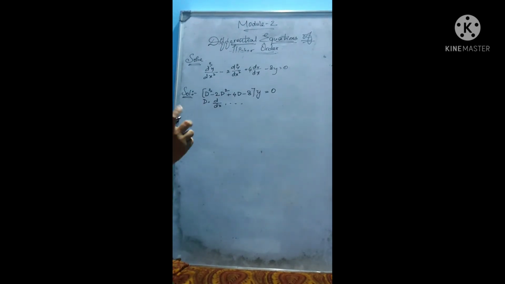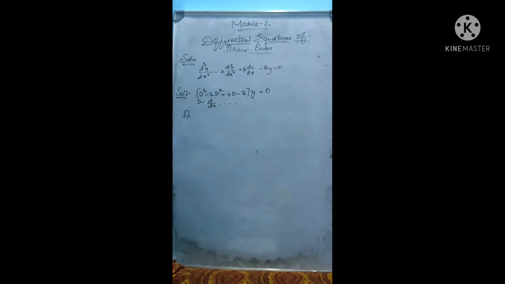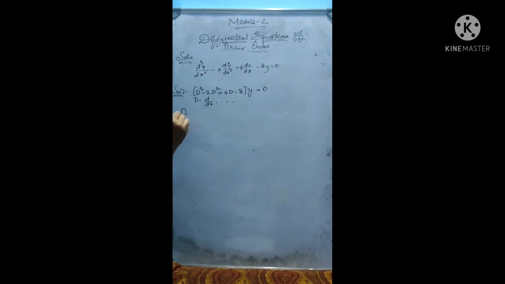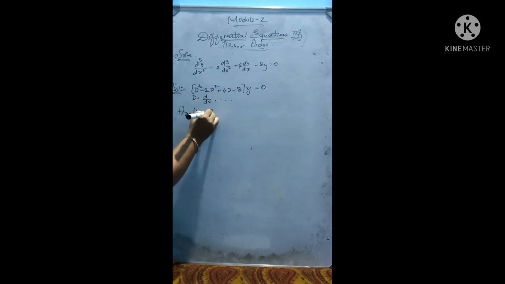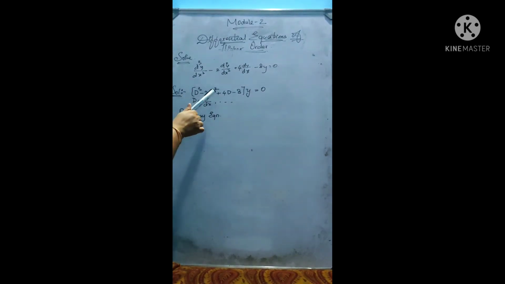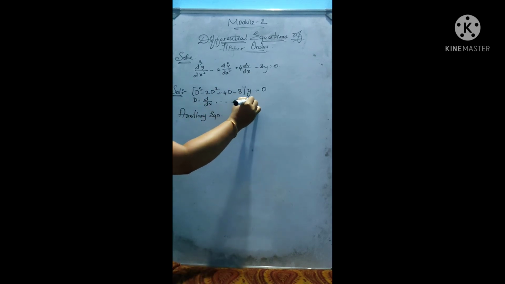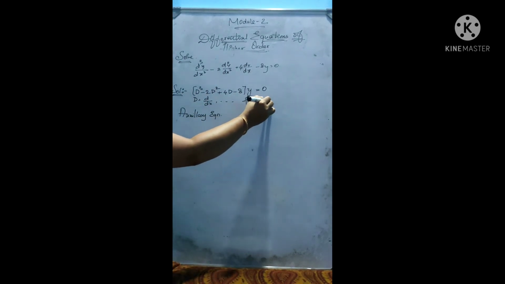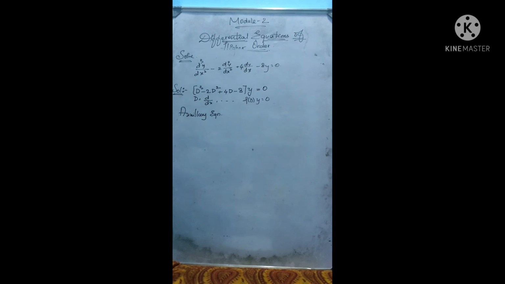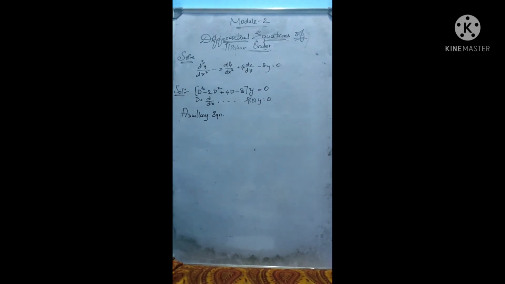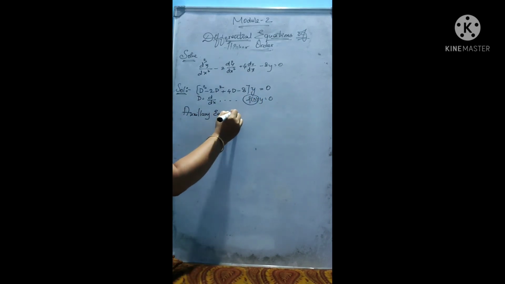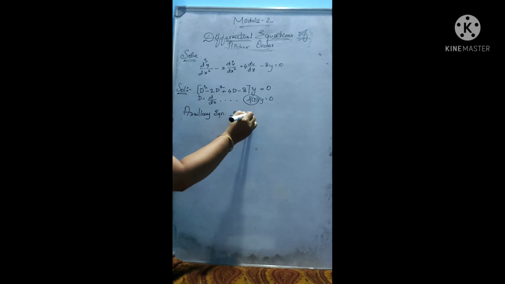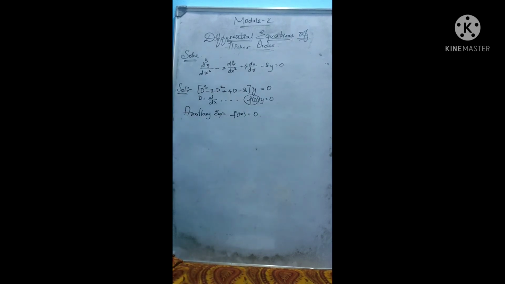Now step 2, you have something called the auxiliary equation. What is an auxiliary equation? This equation is in the form of f of D into y equal to 0. To consider the auxiliary equation, you take only f of D, and instead of D you substitute m. So you will get f of m is 0.